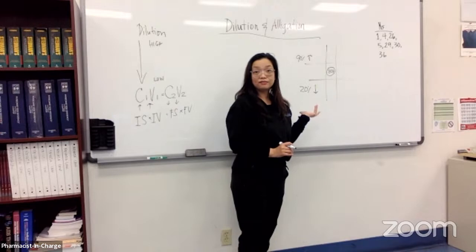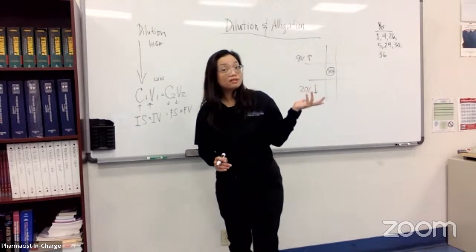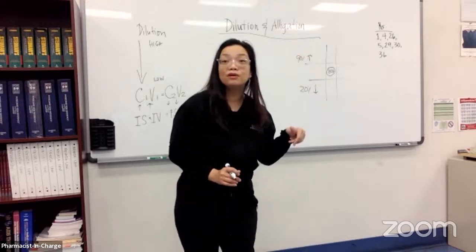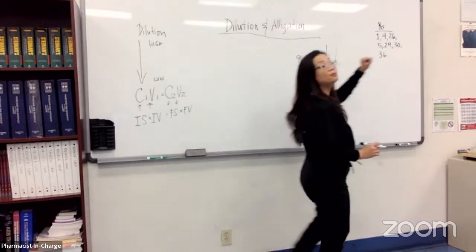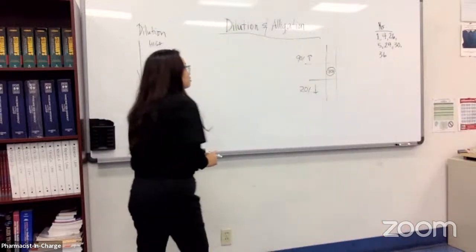Follow that? Not always, whatever is being asked of you. There's a high and a low, and then most of the time you're being asked for the middle. That's why we like using the tic-tac-toe method for alligation.